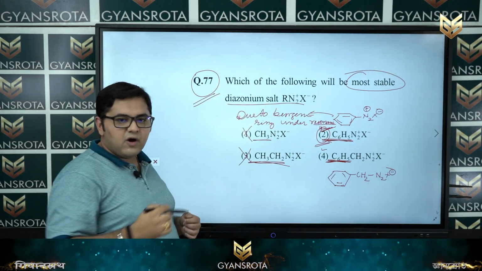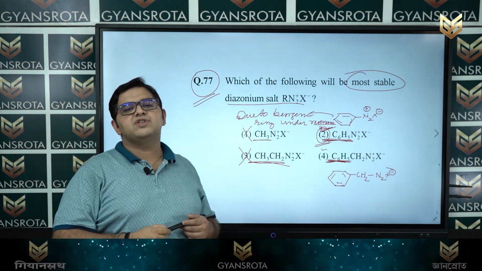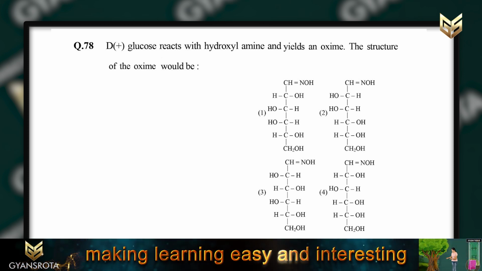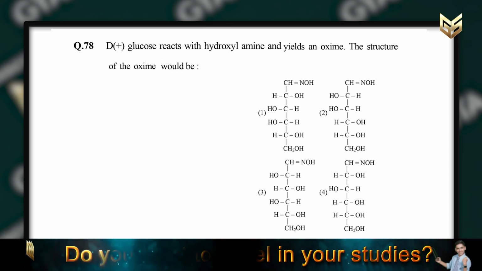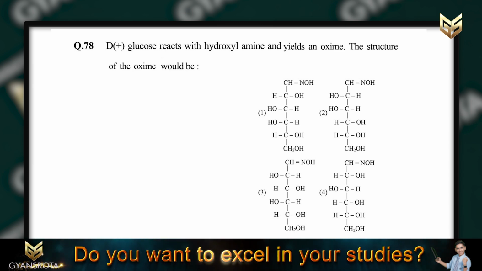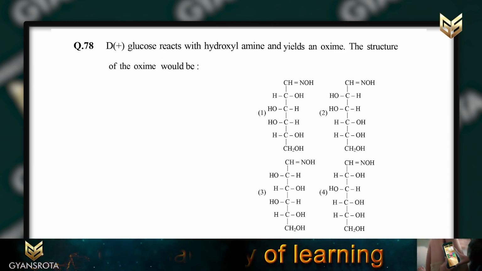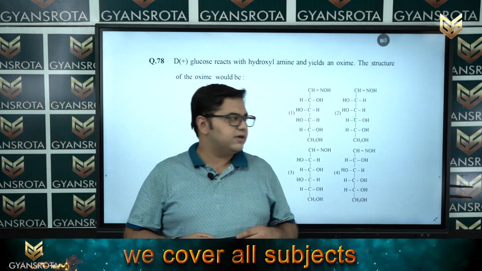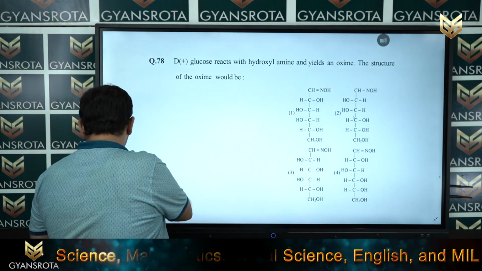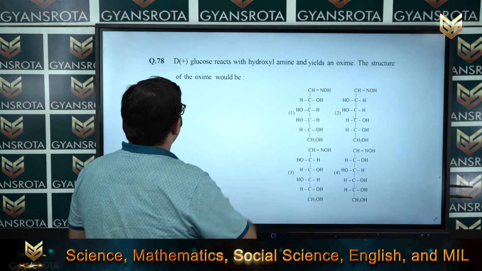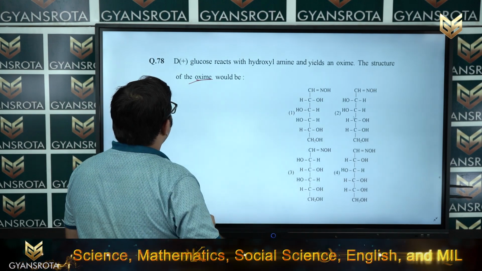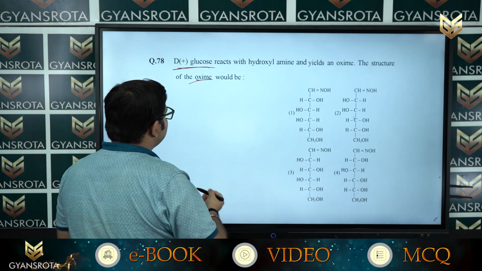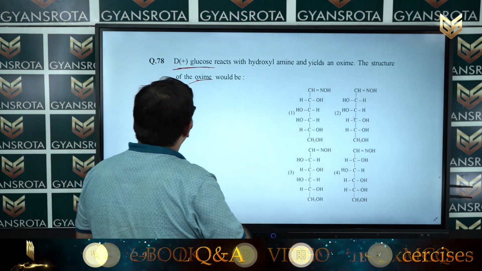Okay. So now we are moving to the next question, question number 78. Question number 78 is on your screen. D plus glucose reacts with hydroxylamine and yields an oxime. The structure of the oxime would be. So now we are moving to the solution part. Now they asked about the oxime, and the reactant they give is glucose. So let us see which is the glucose parent structure.